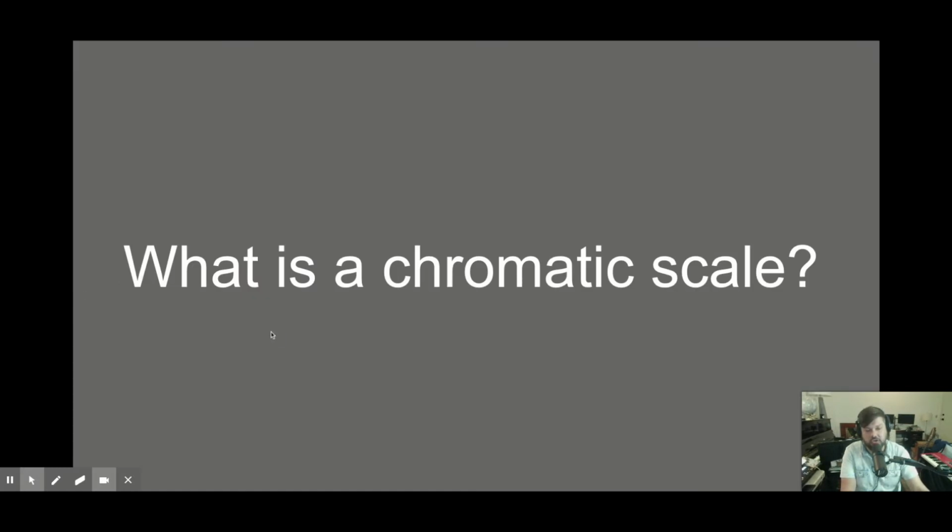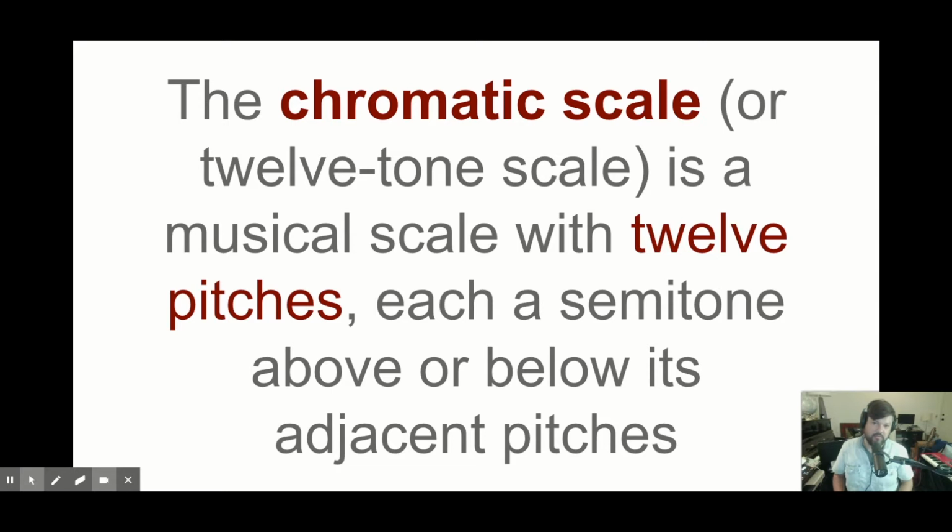Okay, so I just spoke briefly about what a chromatic scale is. It's literally all notes moving a semitone at a time. And so in Western music, that's every note. So here's the technical definition. The chromatic scale or 12-tone scale is a musical scale with 12 pitches, each a semitone above or below its adjacent pitches. Okay, so that's a really complicated way of saying it.